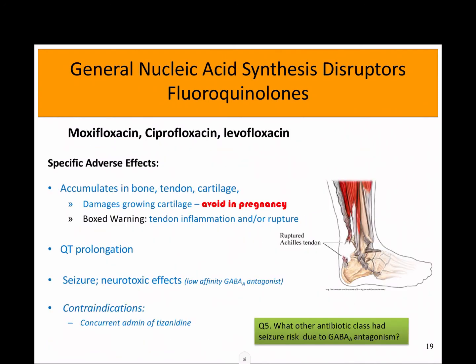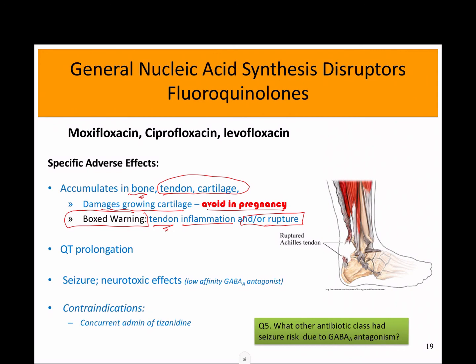Fluoroquinolones can have some nasty side effects. When we thought back on tetracyclines, which were also ditris, those accumulated in growing bone and tooth. The fluoroquinolones do a similar thing. They accumulate in bone, but they also accumulate highly in tendon and cartilage. So these are avoided in pregnancy to avoid damage to that growing cartilage in the fetus. They also have a boxed warning for adults that they can accumulate in adult tendons and cause inflammation and, in the worst case scenario, cause rupture of the tendon.